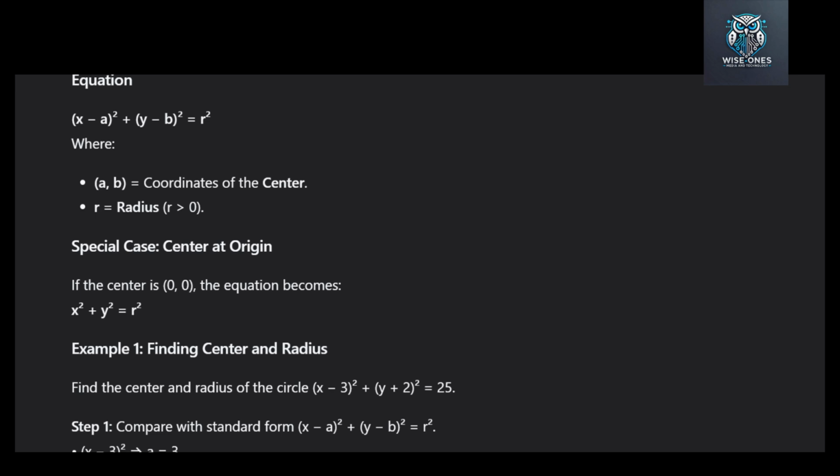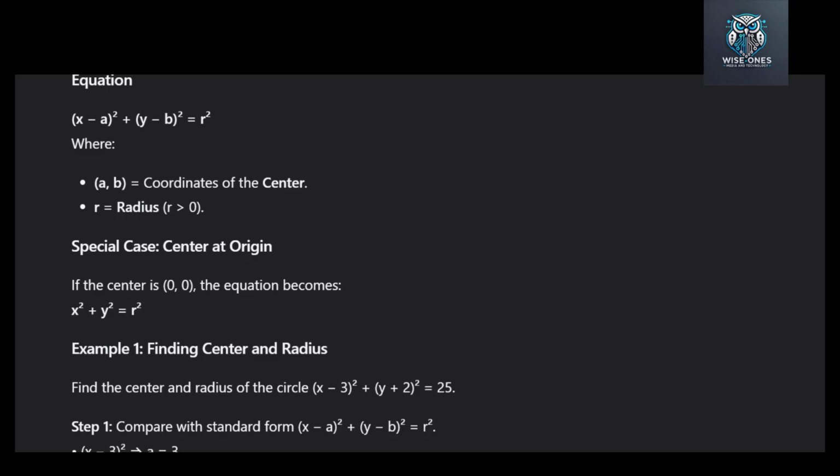Remember, the radius must be greater than 0. There is a special case. If the center is at the origin, which is (0, 0), then a is 0 and b is 0. The equation becomes x squared plus y squared equals r squared. This is a very common form you will see.